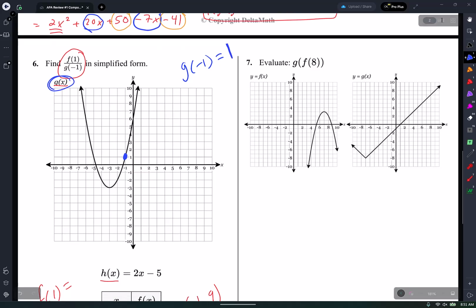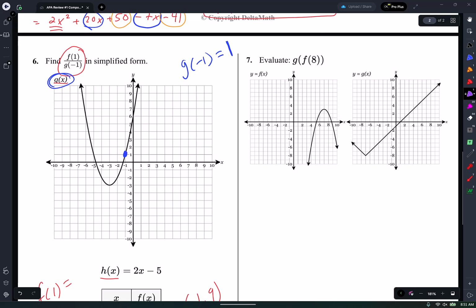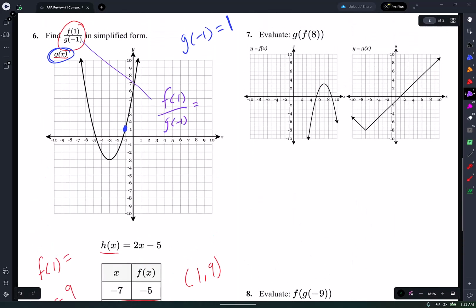All right, so let's figure this out here. So this function, f of 1 divided by g of negative 1, well, f of 1 was 9. 9 divided by 1 is just 9. There it is. Do you see how we did it?